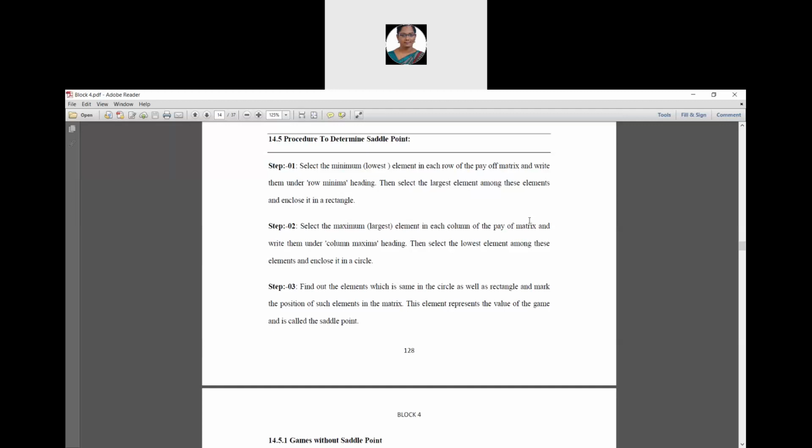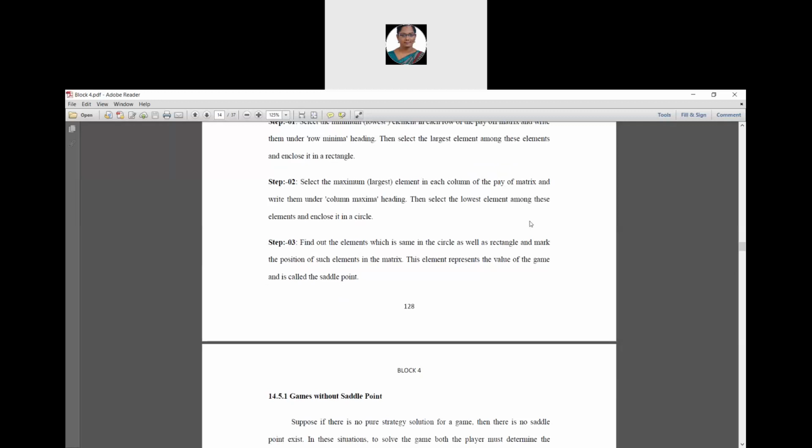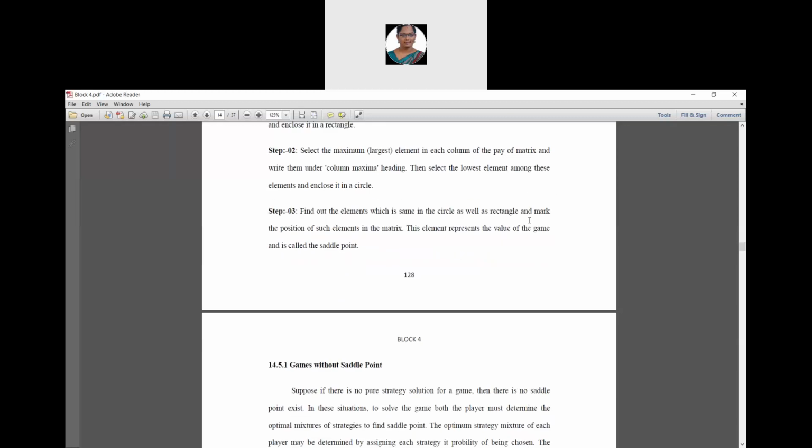Next step: the maximum of row minima, that is maximin, is equal to the minimum of column maxima, that is minimax. If both are equal, it means the game has a saddle point. The payoff at the saddle point is called the value of the game.